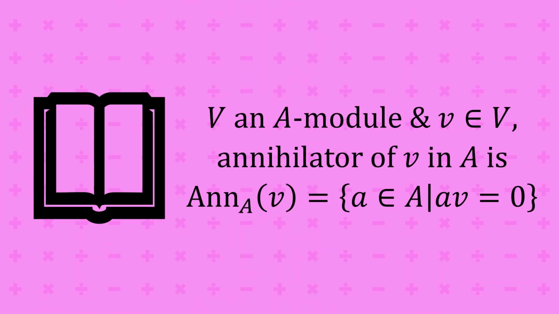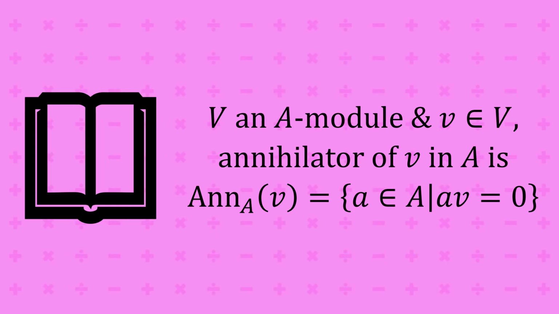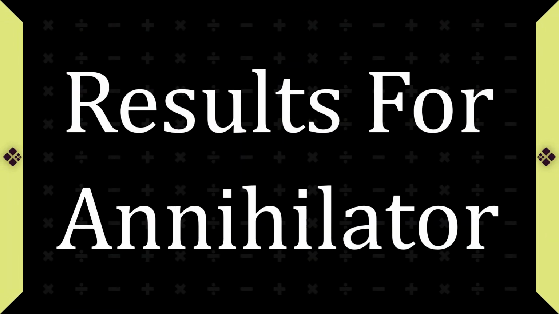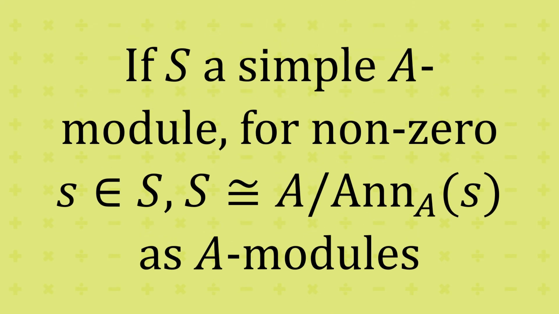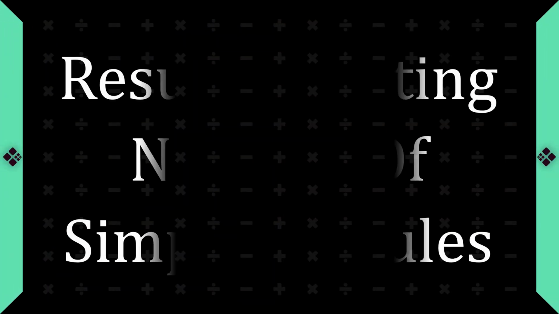Next, we'll define the annihilator of an element in a module. For V an A module and v in V, the annihilator of v in A is the set of all a in A such that av is equal to 0. Hence, we get the following results for the annihilator. We can show that for every v in V, we have that A over the annihilator of v is isomorphic to Av as an A module. If S is a simple A module, then for every non-zero s in S, we have that S is isomorphic to A over the annihilator of s as A modules.